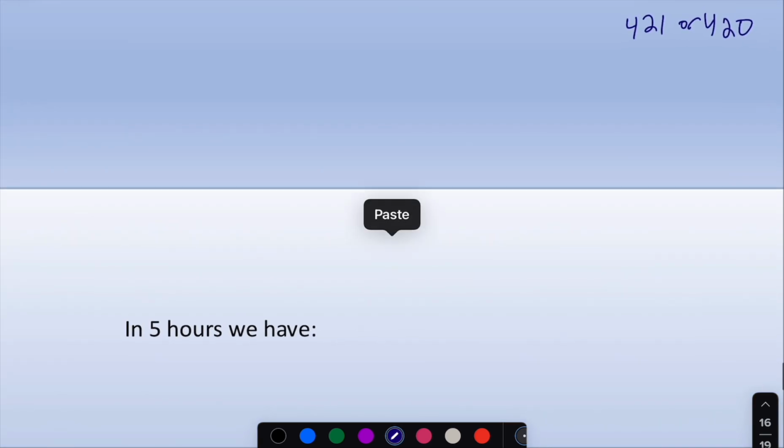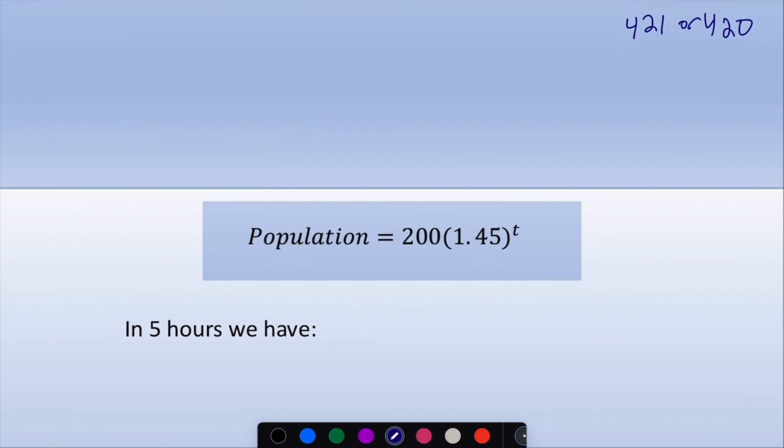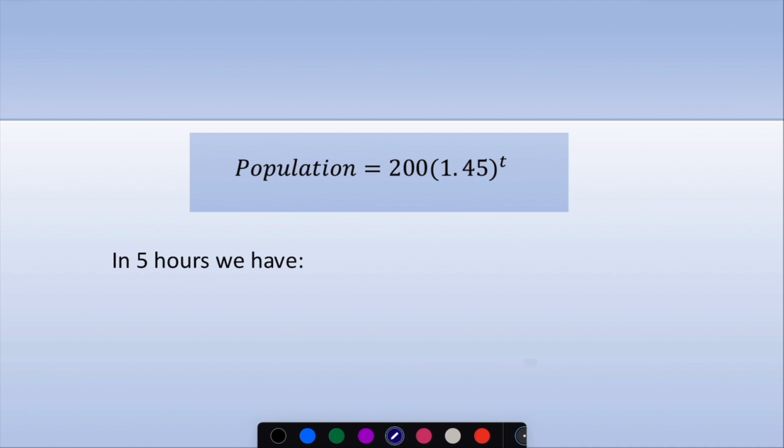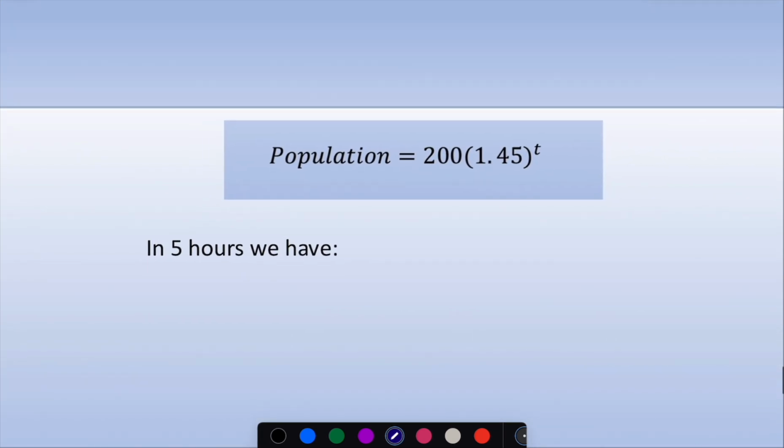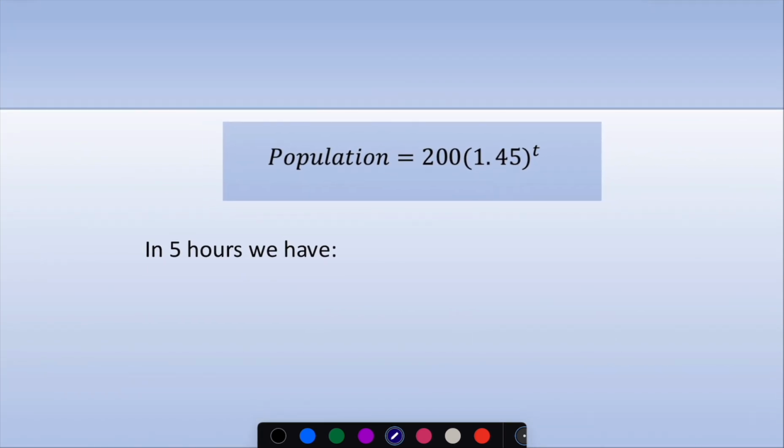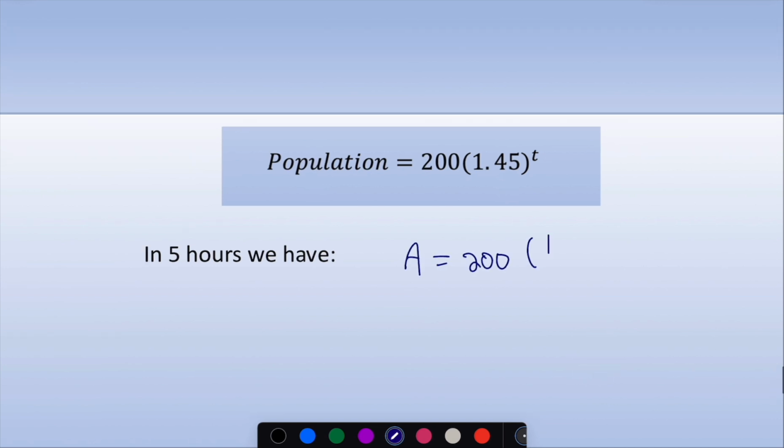We're going to use it one more time for 5 hours. So we should have more than 421 people. So the population is 200 times 1.45 to the fifth. We should see it grow again. 1.45 to the fifth is a very large decimal.